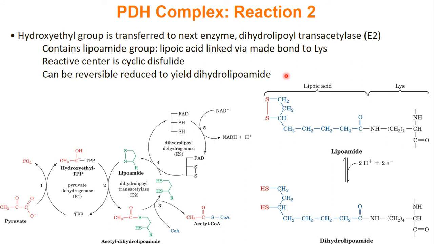Step 2 is that we're going to take this hydroxyethyl and transfer it to the next enzyme, dihydrolipoyl transacetylase, or E2. Now for E2, the important part of this enzyme is shown here. It has a lipoamide group made of lipoic acid that is covalently bonded to lysine. And the reactive center for this group are these two cysteines, this cyclic disulfide. And these are reversibly reduced. And when you reduce it, you get dihydrolipoyl.